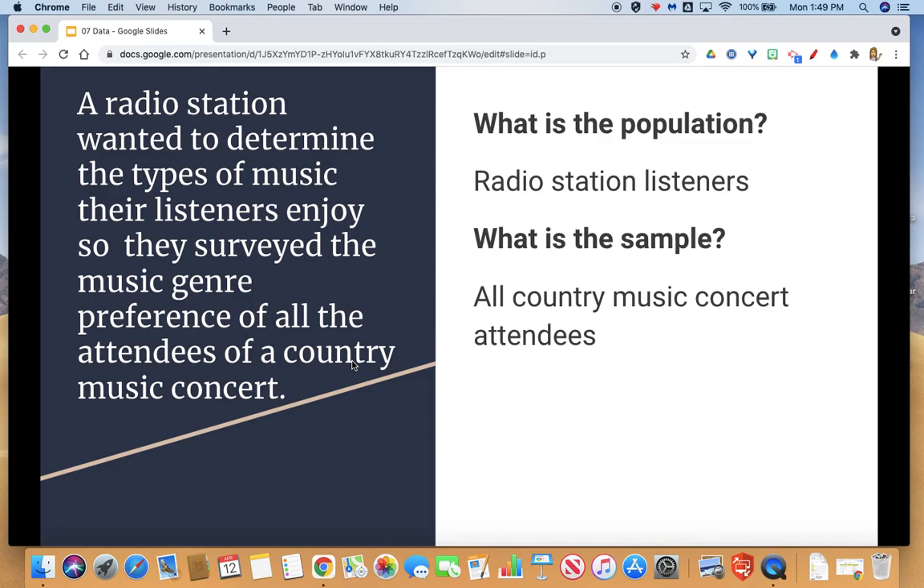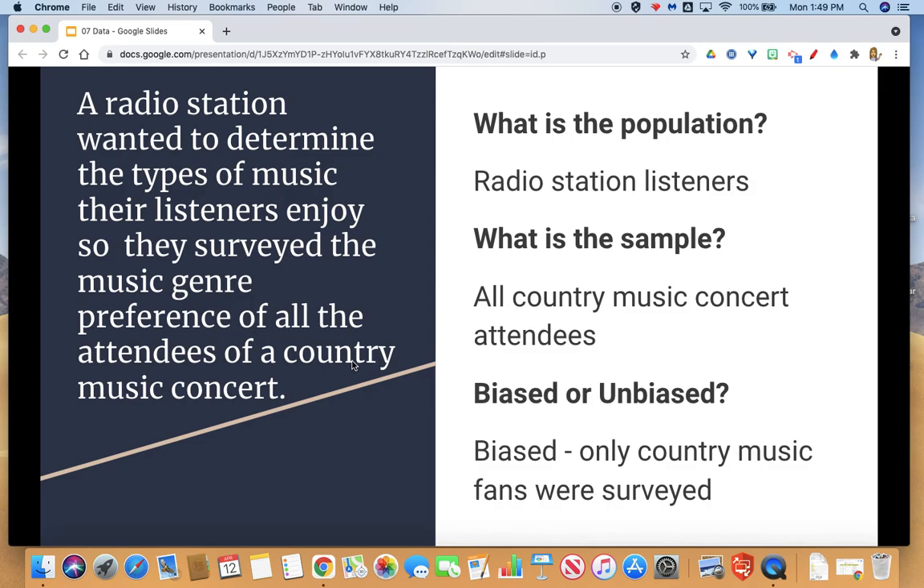Is that biased or unbiased for a radio station to ask attendees of a country music concert what genre they like? Well, we're only getting people that attended a country music concert. Only country fans were surveyed. So that would actually be a biased group because we didn't choose a group that was random, right? We specified a certain genre that we were asking. We were asking these people that attended the country music concert. So we want to ask a better group that would give us more variety.